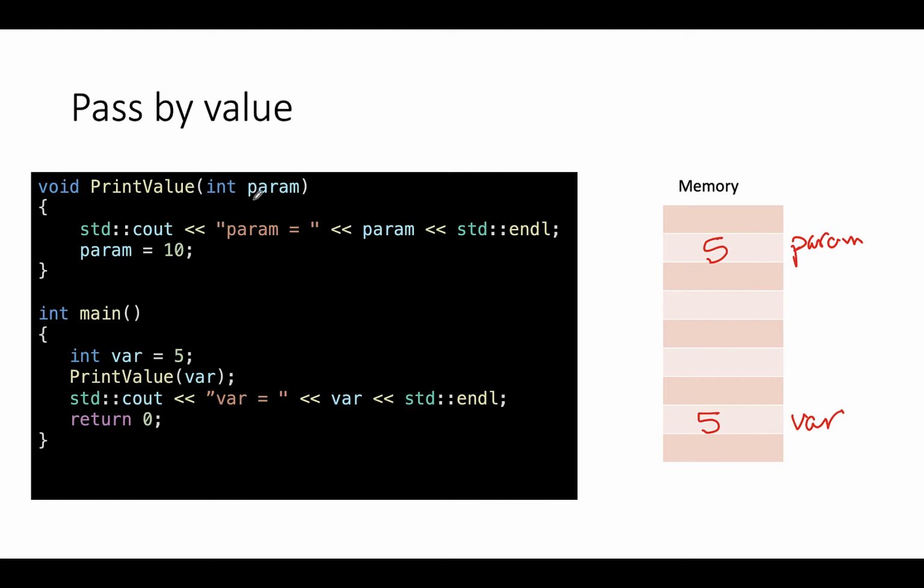So what happens when we get into this function: it's going to print param, which is 5, and then change param to 10. So this one is going to be changed to 10. Now because these are completely separate, this change does not affect this variable. So when we come back from this function call and print var, it is still 5. So let's go ahead and compile and execute our code to verify that this is exactly what's happening.